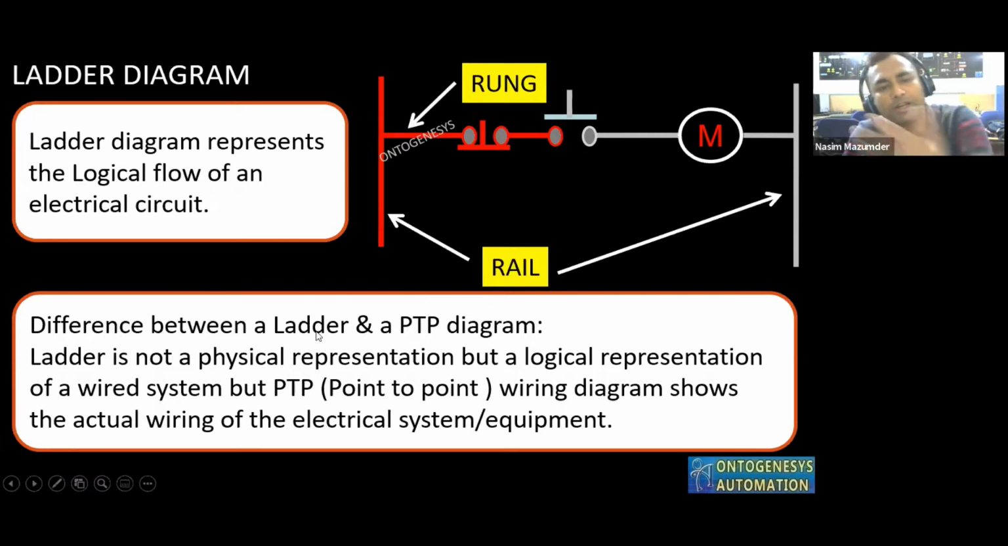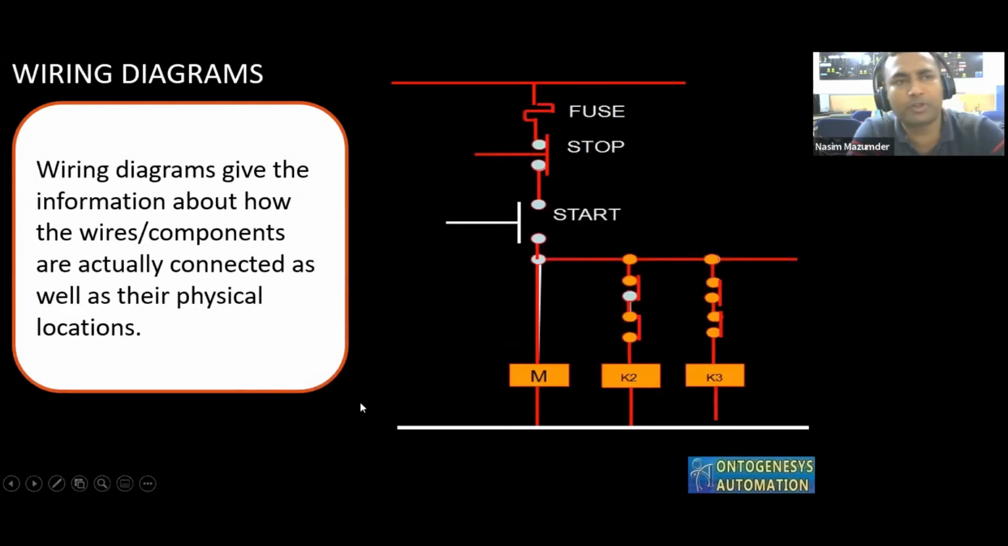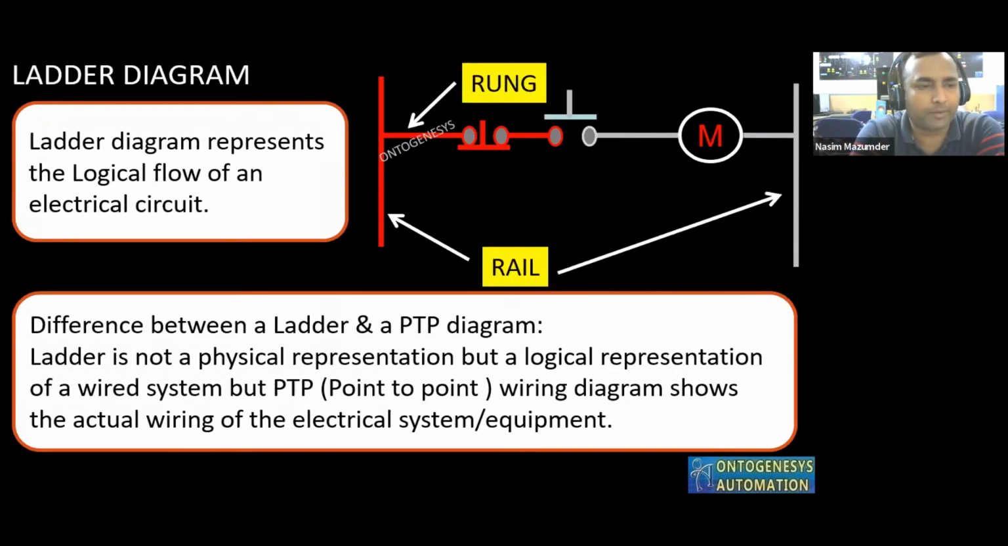Now the difference between your ladder diagram and P2P diagram: ladder is not a physical representation but a logical representation of a wired system, but point to point or P2P wire diagram shows the actual wire. So I hope you understood the difference between the wiring diagram and the ladder diagram. Mainly what you see in your industry when you are opening some electrical drawing is basically your wiring diagrams, or your P2P diagram.